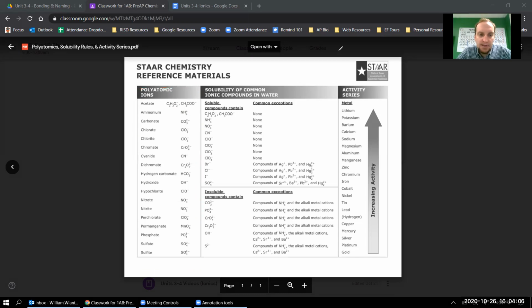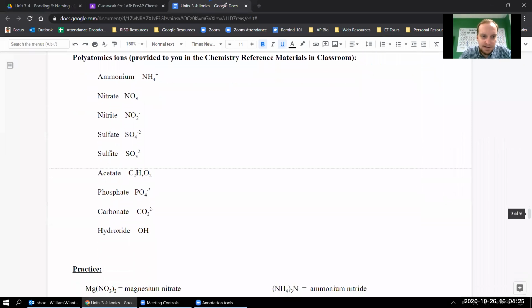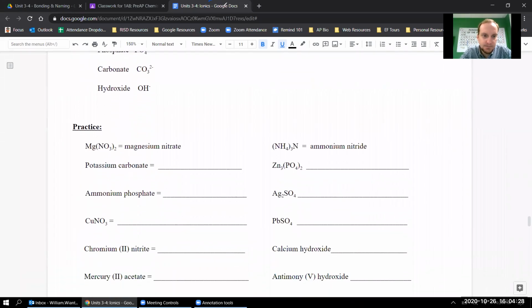So those are all the polyatomic ions that we may use in class. Like I said, you don't really need to memorize them, although you actually may as we go throughout the semester and into the next semester. But you do definitely need to know where they are and how to use them. All right, so let's do this in practice.